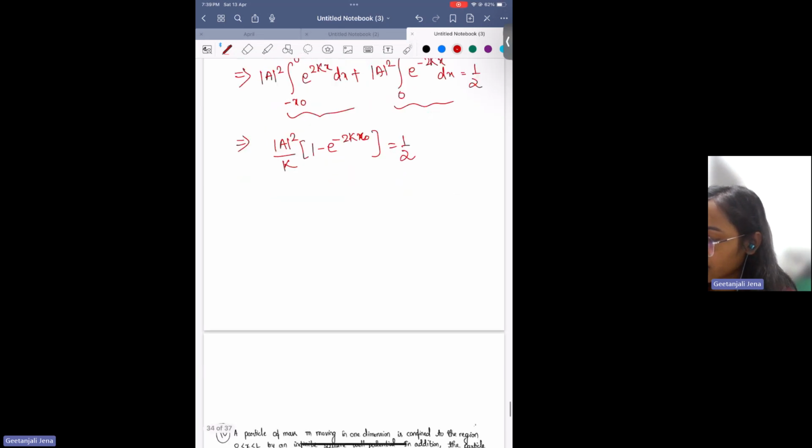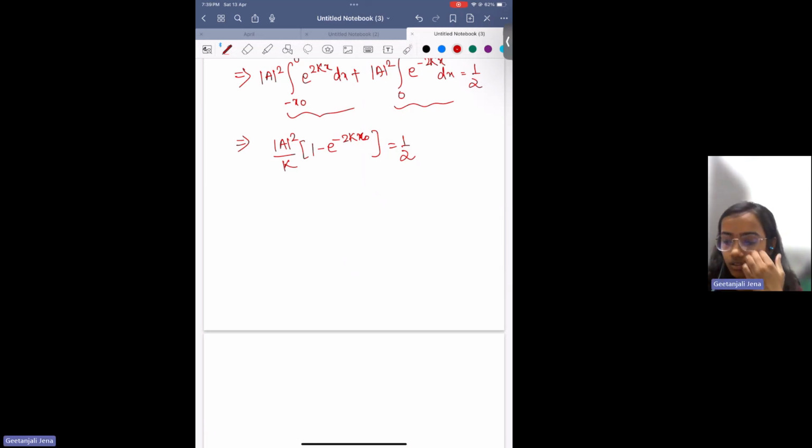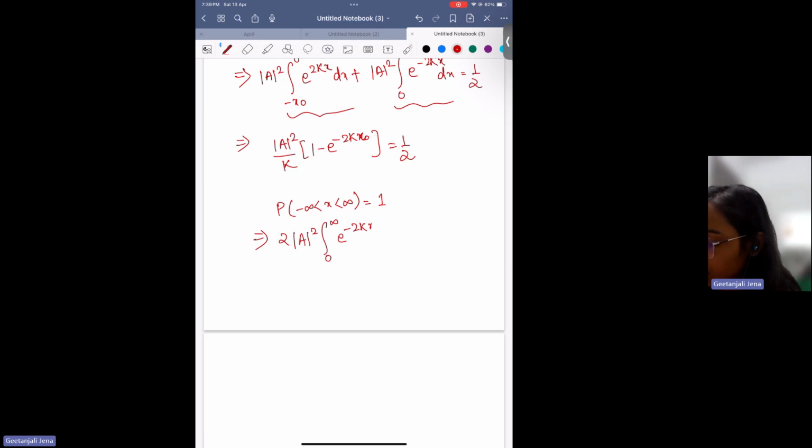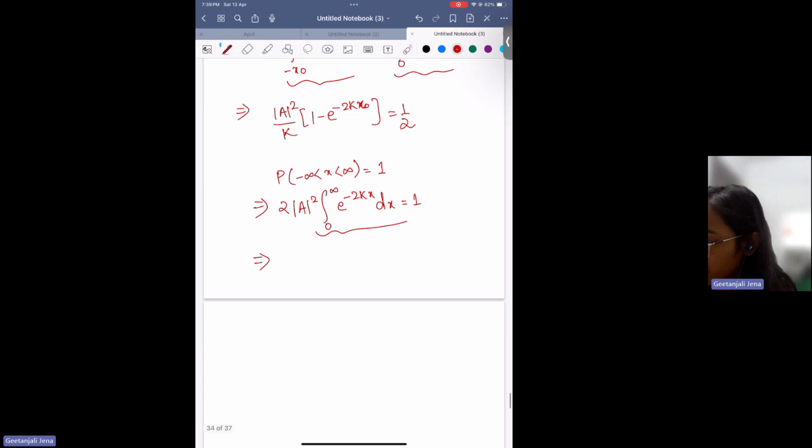So A squared by k we can get from the normalization condition. The particle is bound, so the probability of finding the particle from minus infinity to infinity is 1. So this is 2 times A squared times the integral from 0 to infinity of e to the power minus 2kx. I have skipped some of these steps. You just have to put the value of psi 1 and psi 2, psi 1 squared, psi 2 squared, and from that you can get this expression. This is easy, that's why I'm skipping these steps. From this, if you calculate it, you will get A squared by k is 1. So now you have to put A squared by k is 1 here.